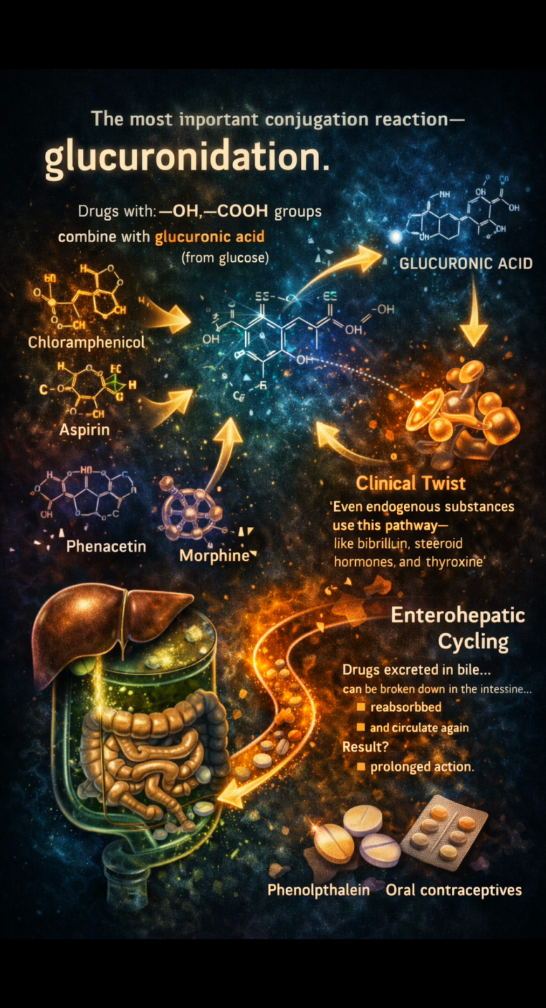Now, enterohepatic cycling. Drugs excreted in bile can be broken down in the intestine. It can be reabsorbed and circulate again. As a result, prolonged action happens. For example, phenolphthalein and oral contraceptives.